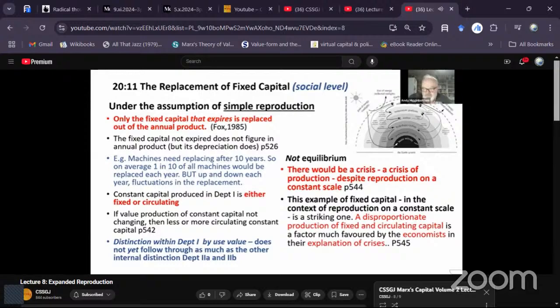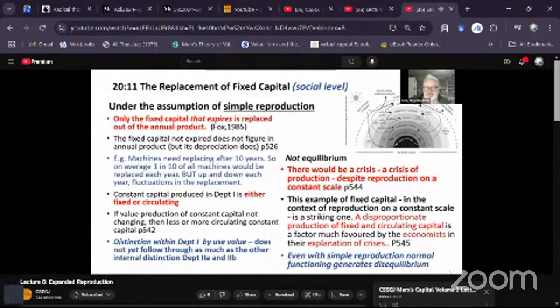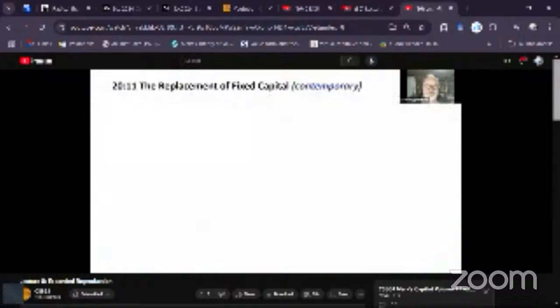He's saying we're not looking at equilibrium here, right? And in this part of it, he says there could be a crisis generated. Although we've got reproduction on a constant scale, we're going to have a crisis of production because in any given year they might need more machines replacing. So even with simple reproduction, there's a possibility of crisis. There's no inherent equilibrium involved in this system, even within simple reproduction. Rather, the model should not be a simple self-correcting system. It's a system which is not at all self-correcting.